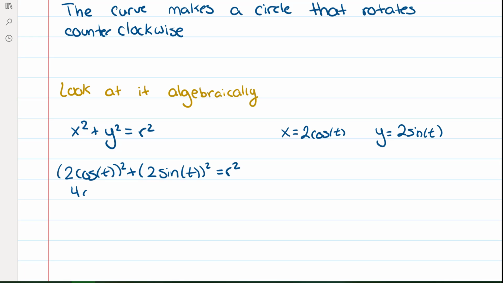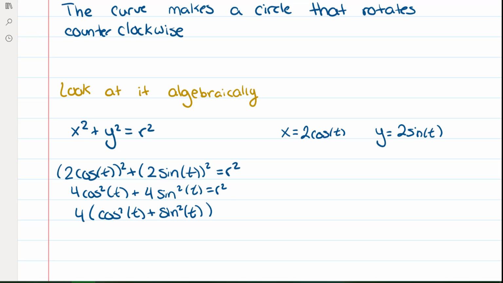So I get 4 cosine squared plus 4 sine squared. I can factor out the 4, and I know that cosine squared plus sine squared is just 1. So this is a circle with radius 2. The algebraic equation would be that x squared plus y squared is equal to 4, which is exactly what we got in our graph.